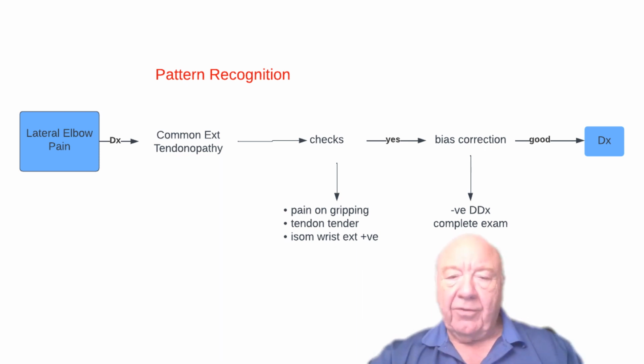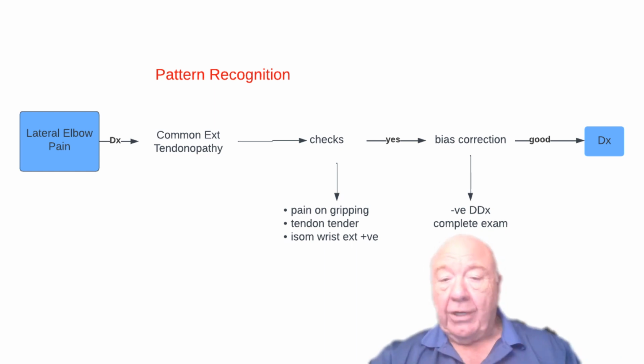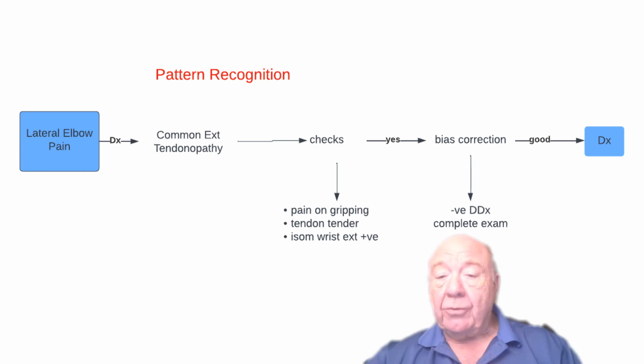And this could be as simple as pain on gripping, palpation of the tendon, or isometric wrist extension, or all three. It doesn't take very long at all to be sure about this. Given that, then you've got your diagnosis. Make sure you haven't got a bias problem, if you need to. So you can do a negative differential diagnosis on your diagnosis and make sure, and you're good to go.